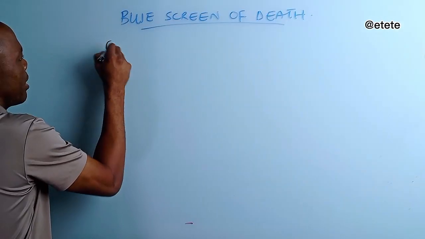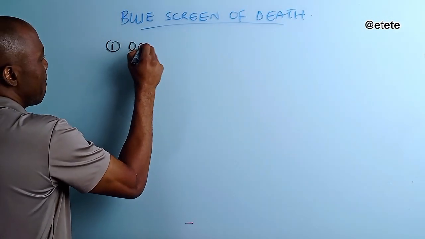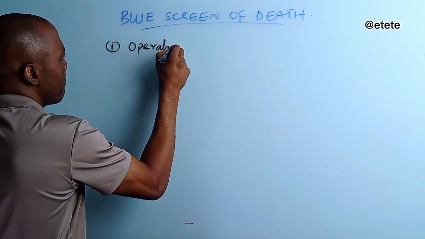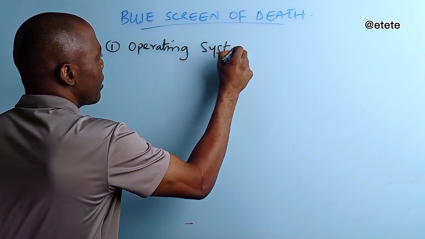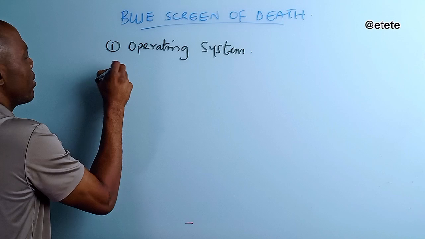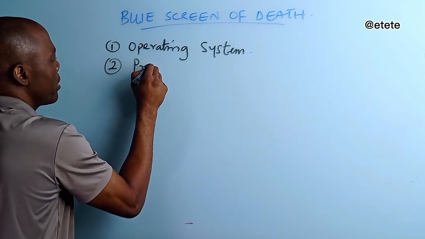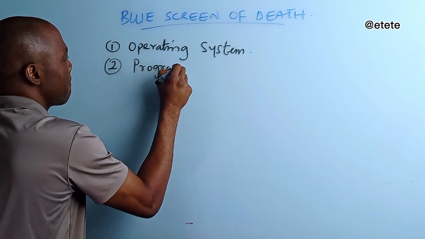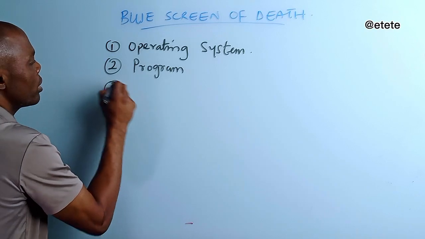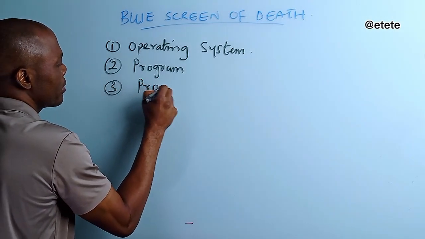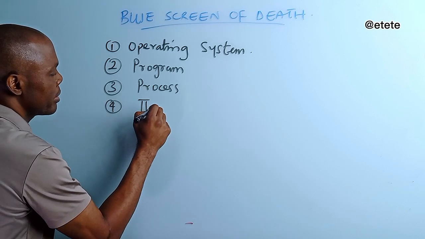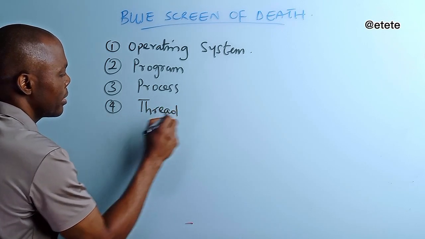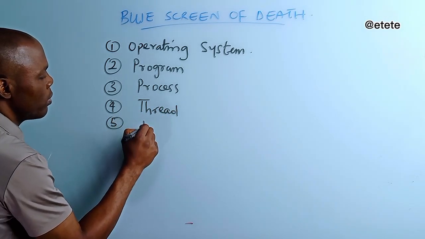First, I will look at this operating system, right? Operating system. Now, the second thing I will show you is what? Program. Now, the third one is what? Process. The fourth one is what? Thread. And then the fifth one is what? Task.